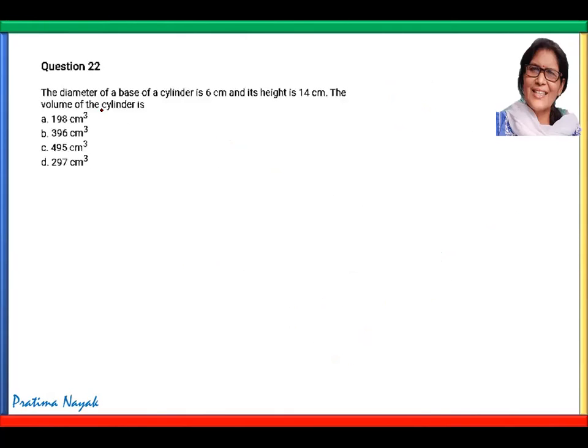Question number 1. The diameter of the base of a cylinder is 6 centimeter. Height is 14 centimeter. The volume of the cylinder is 198, 396, 495, 297. Options are given. You have to find the answer. So diameter is given, not radius. And you know that diameter means it is twice r. So twice of r is 6. This gives you radius is equal to 3 centimeter. And height is equal to 14 centimeter.